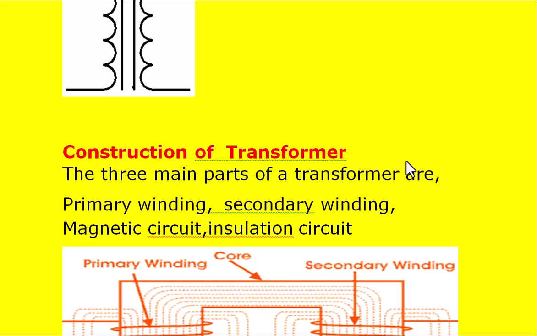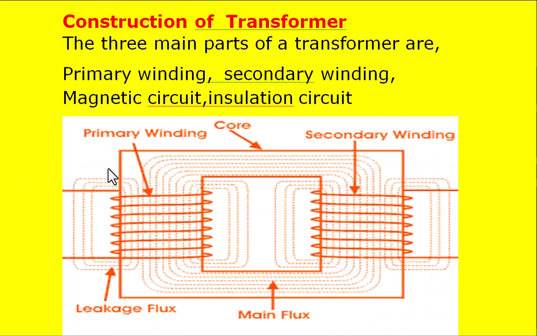Now let us see what is the construction of the transformer. The construction of transformer consists of totally three circuits. One is called electrical circuit, the other is called magnetic circuit, the third one is called the insulation circuit. Electrical circuit consists of two windings. One is called primary winding, the other is called secondary winding.